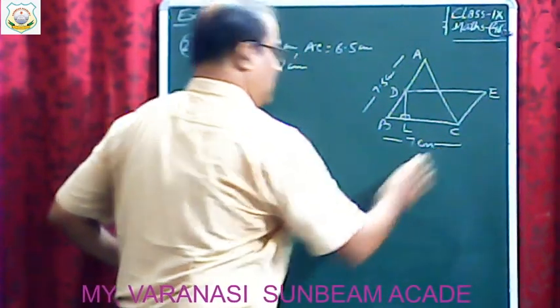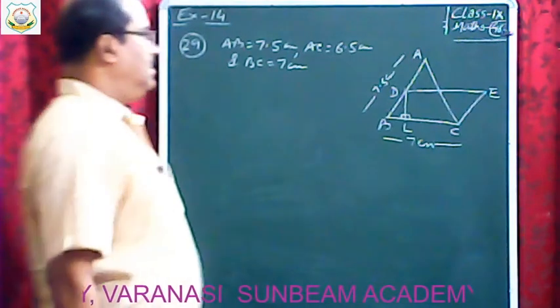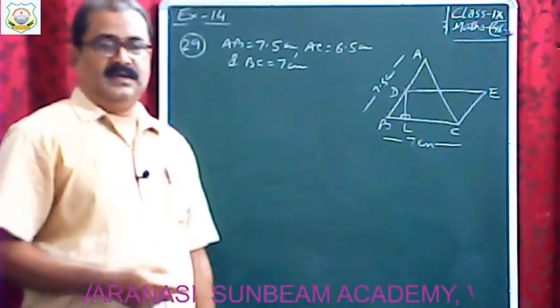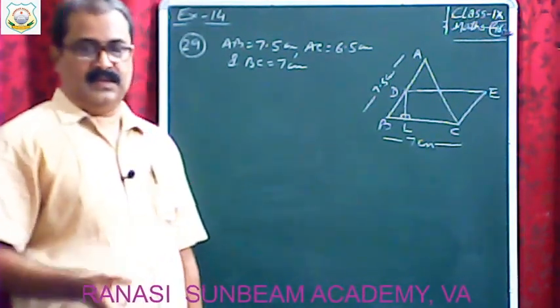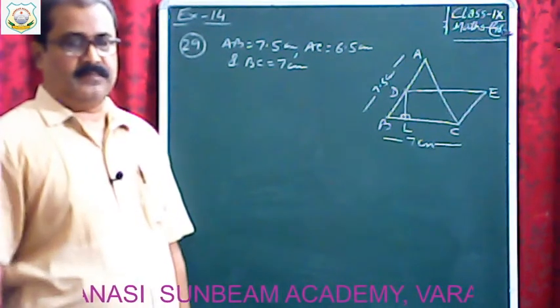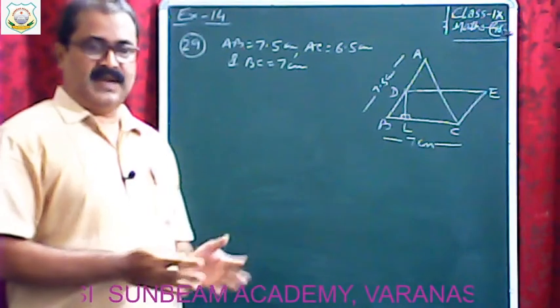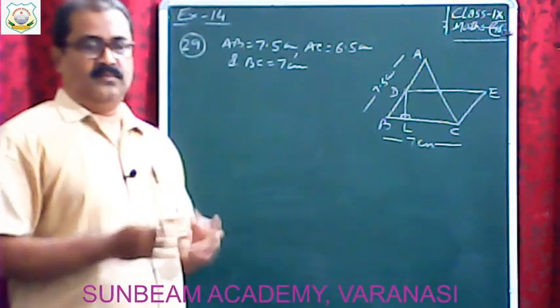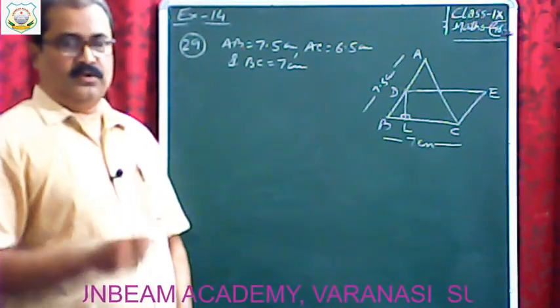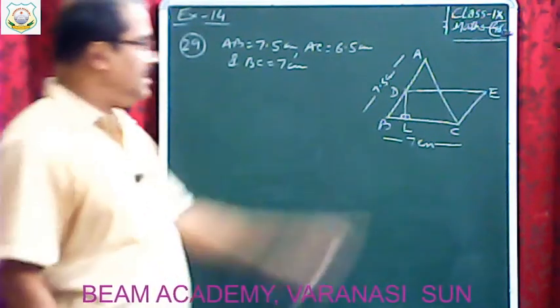7 centimeter. We have to find DL height, while the condition given is that area of triangle is equal to area of parallelogram. All three sides of the triangle are given. We have to find the height or altitude of the parallelogram, that is DL.